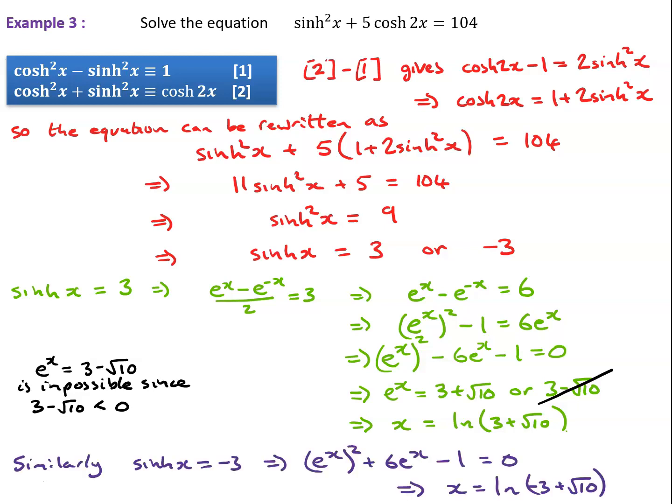On the other hand, if we've got sine x equals minus 3, very similar working will lead me through to the equation e to the x squared plus 6e to the x minus 1 equals 0, and that in turn leads me down to x being the natural logarithm of minus 3 plus root 10.